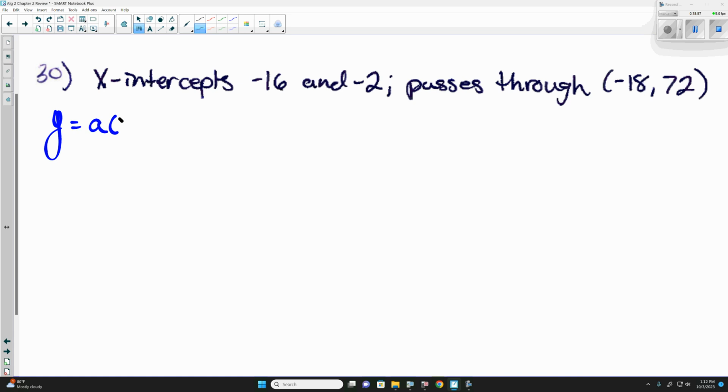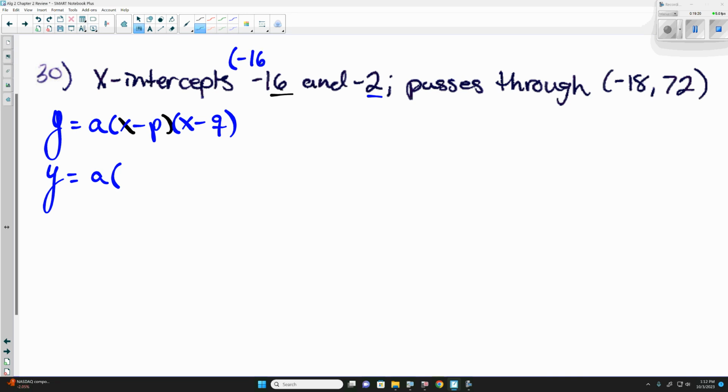So y equals a times x minus p times x minus q, where p and q are our x-intercepts. Now, the x-intercepts can be given to us in one of two forms. Like this here, it says negative 16 and negative 2. So that's the x-intercepts, our p and q.